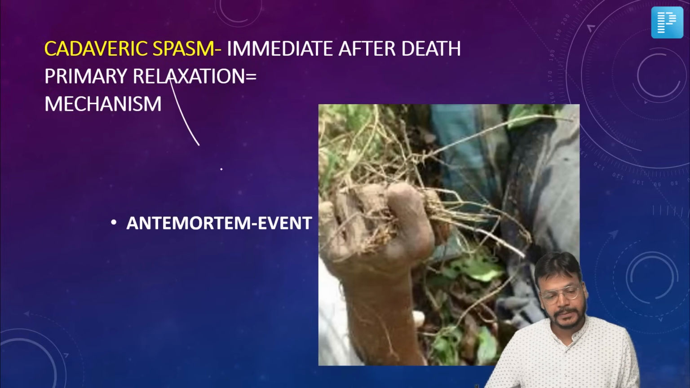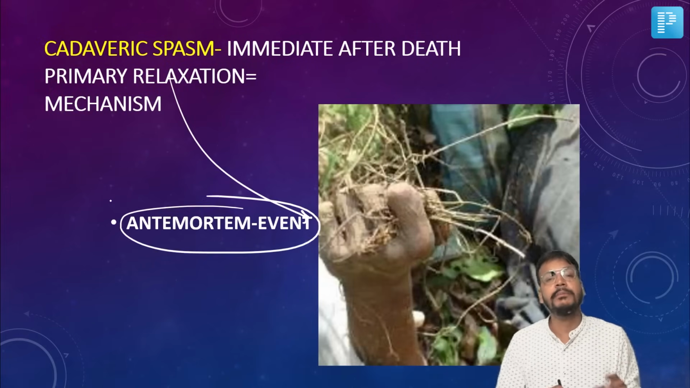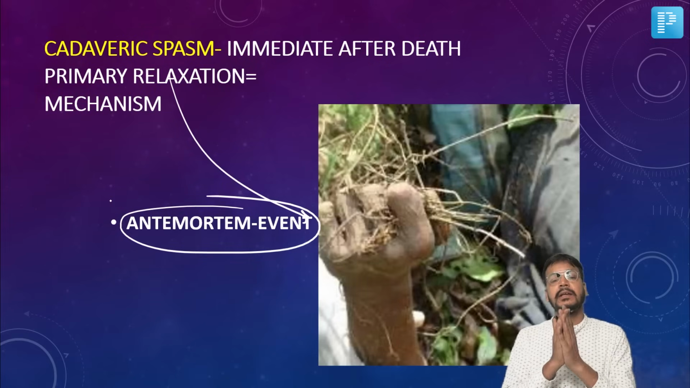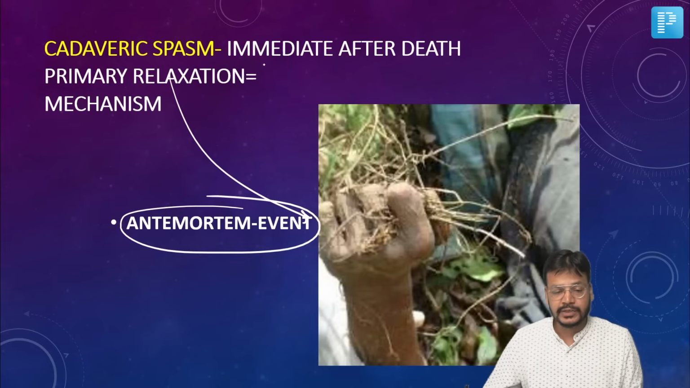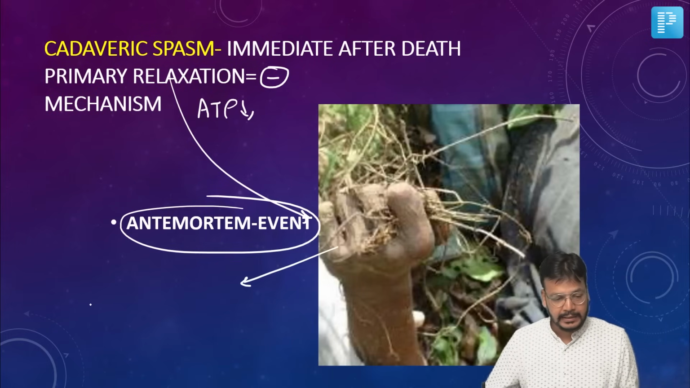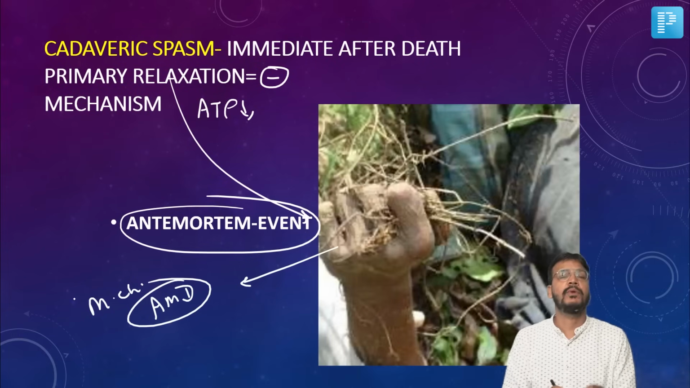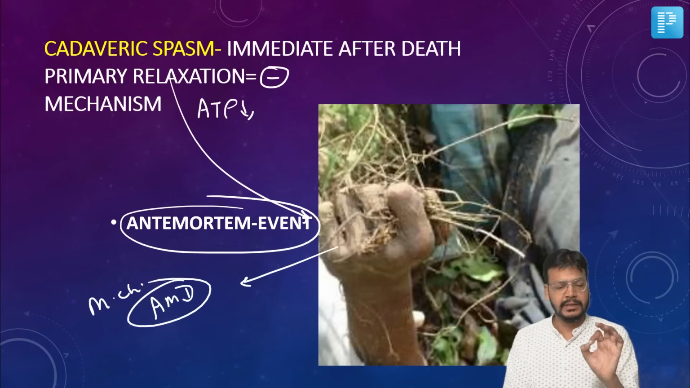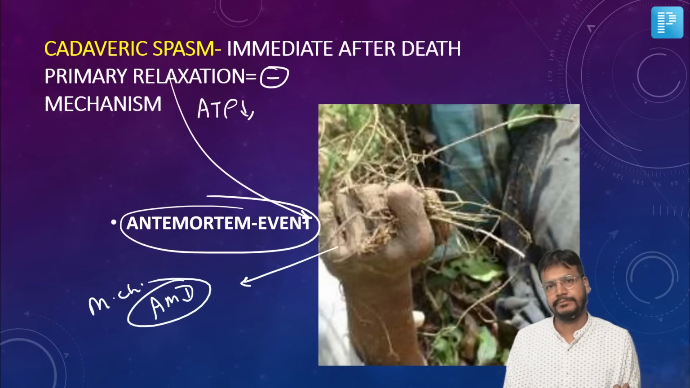This is cadaveric spasm. I already told you it is an antemortem event. It is immediately after death. Primary relaxation here is absent. And the mechanism of cadaveric spasm, I told you, is ATP depletion. And my dear friend, this is the most characteristic finding of antemortem drowning. What is AMD? Antemortem drowning. The most characteristic finding is cadaveric spasm.